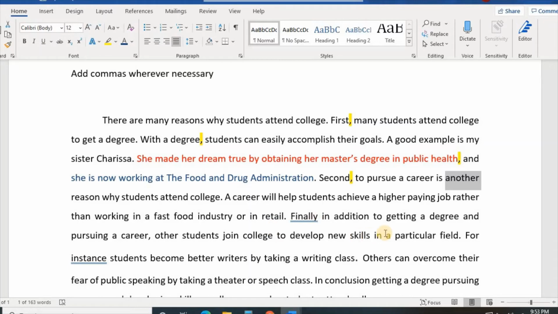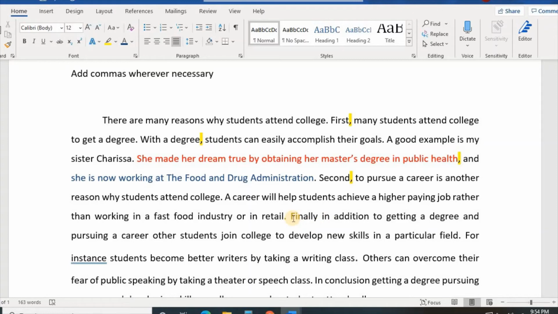Finally, in addition to getting a degree and pursuing a career, other students join. Okay, there should be no comma here. Let's try it again. Finally, in addition to getting a degree and pursuing a career, other students join college to develop new skills in a particular field. So here it looks like we need two commas.